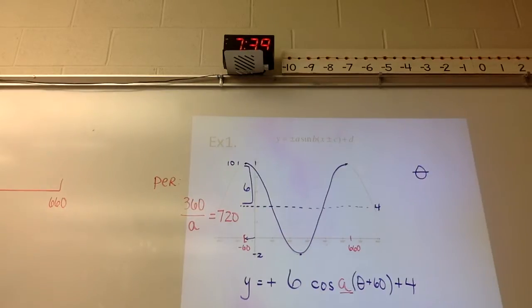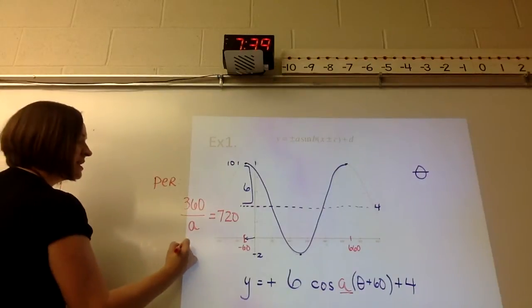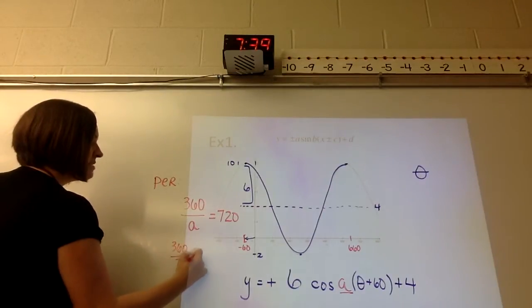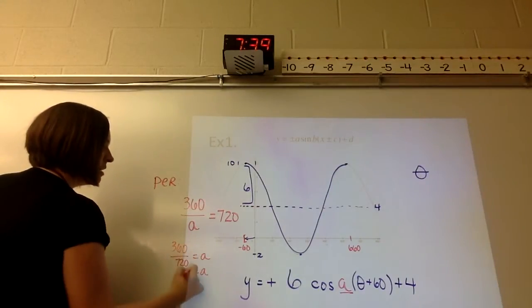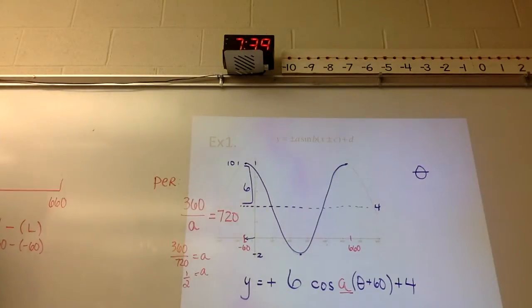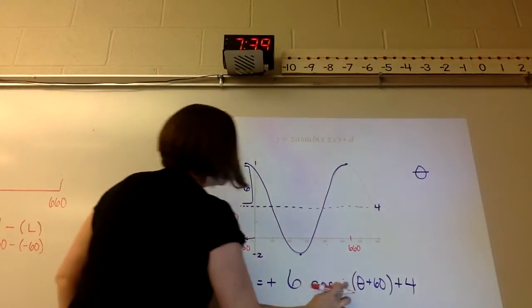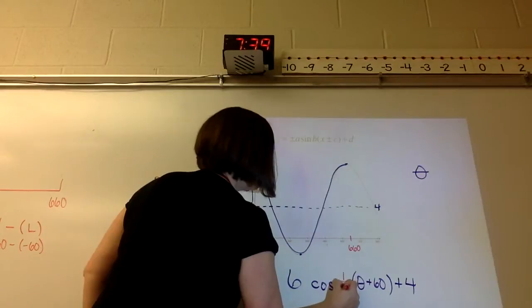If you want a formula, you always take the highest one, subtract the lowest. So 660 minus -60 for linear distance subtraction. Okay? If I solve this equation, I get 360 over 720 is equal to A. A is equal to 1/2, which means what goes in here is going to be 1/2.